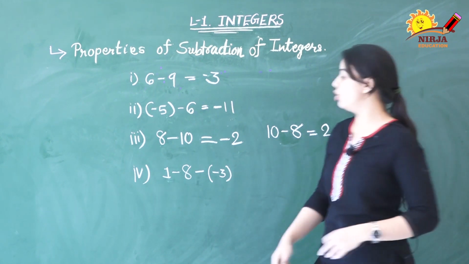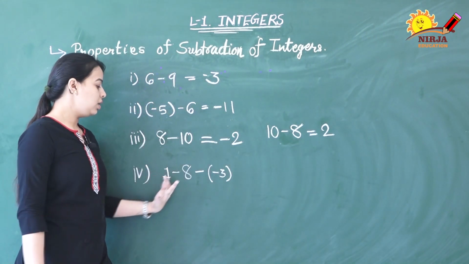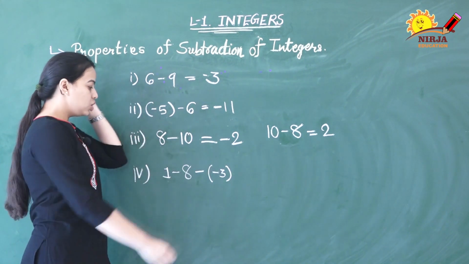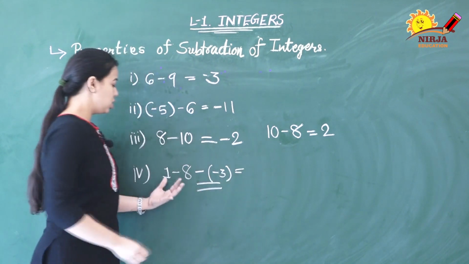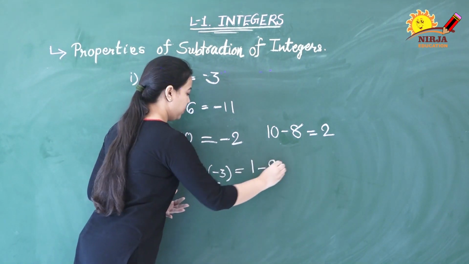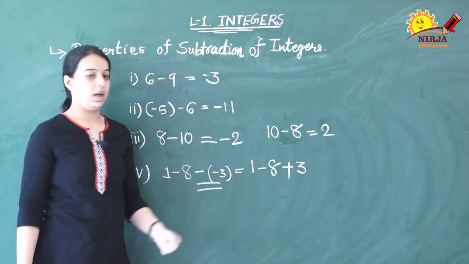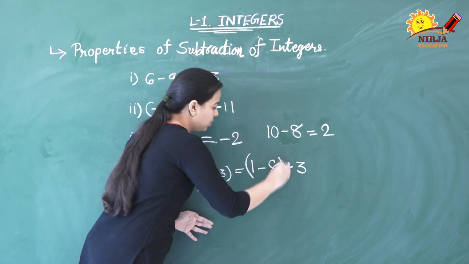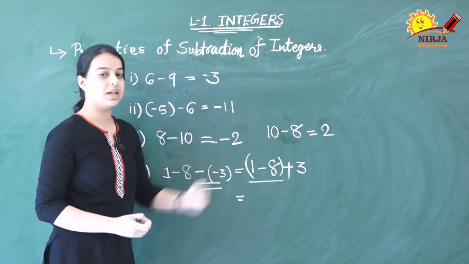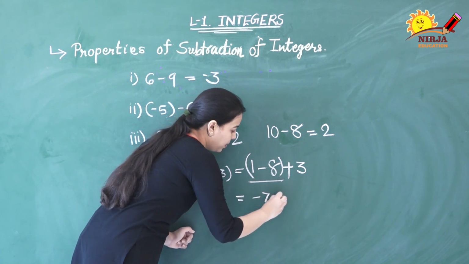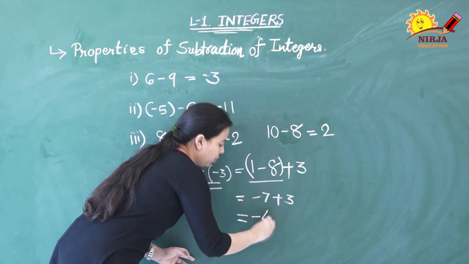Now let's see the fourth example. Here I have taken three integers, 1, minus 8, minus minus 3. So whenever the minus signs come together, they convert into plus. So we are going to perform that first. Minus minus will become positive, plus 3. So first I am going to perform this operation. I have taken it in separate brackets. So 1 minus 8 is equal to minus 7 plus 3, and minus 7 plus 3 will be minus 4.